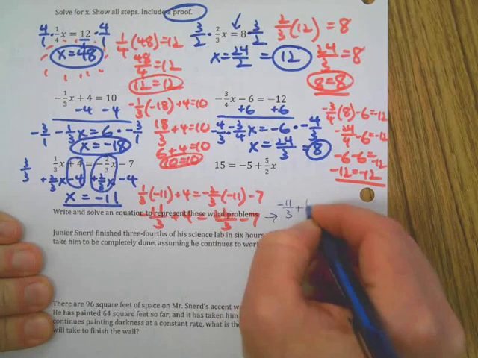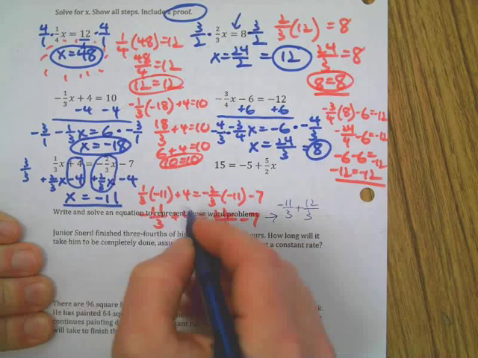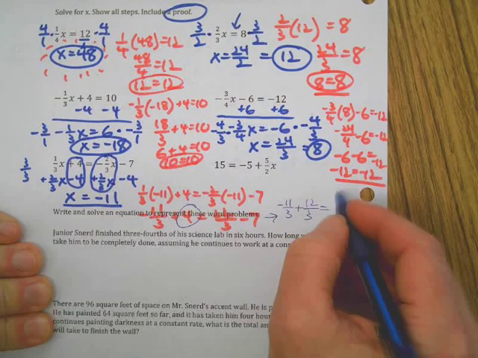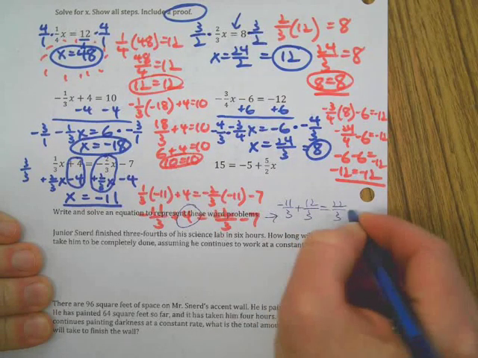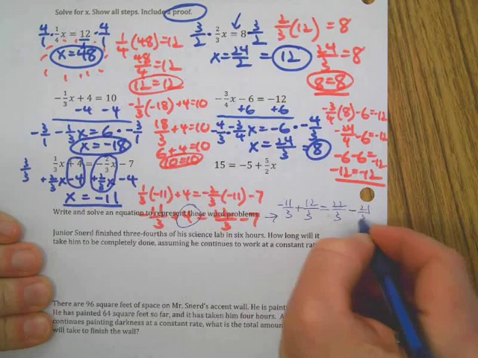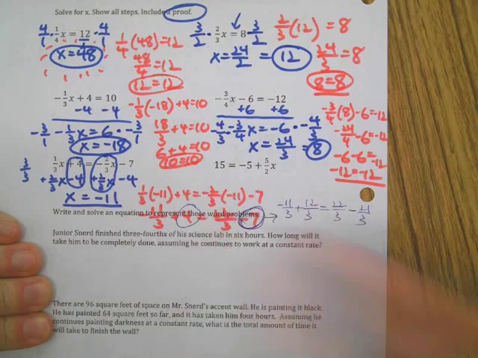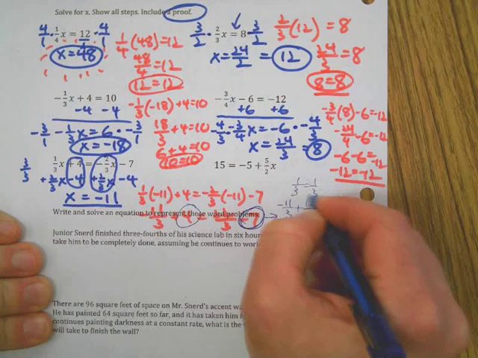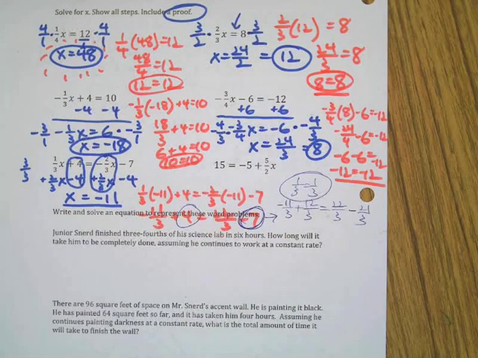-11 thirds plus 12 thirds, because that's what 4 is equivalent to. 4 equals 12 thirds, equals 22 thirds minus 21 thirds. That's what 7 is. And then we get 1/3 equals 1/3. That's a proof, and that one's good.